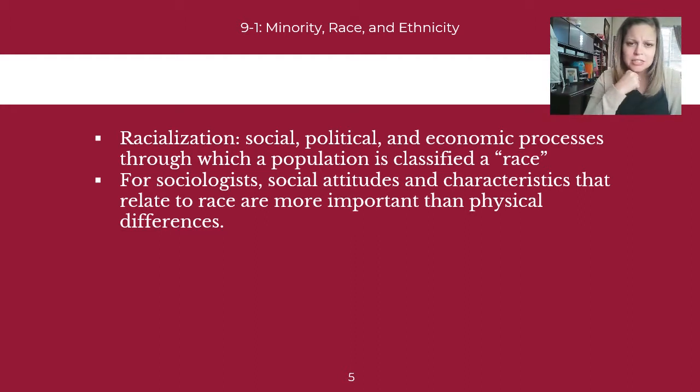So for sociologists, social attitudes and characteristics that relate to race are more important than the physical differences. While there are some physical differences, how we judge people of races, the skin color, texture of people's hair, those sorts of things, sociologists for the most part don't care about what genetically makes that different, right? What traits go with what races. What we care about is okay, well, how does that affect you, right? How does society judge you on that? How does that change the groups that you're in?